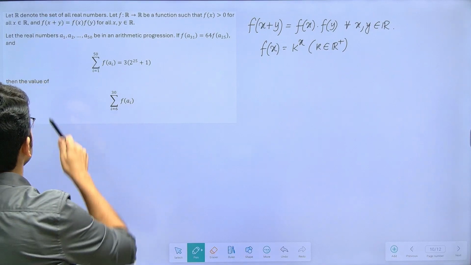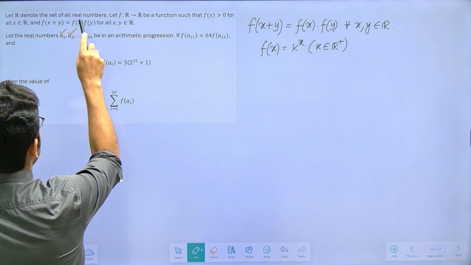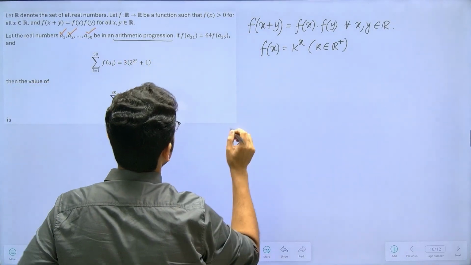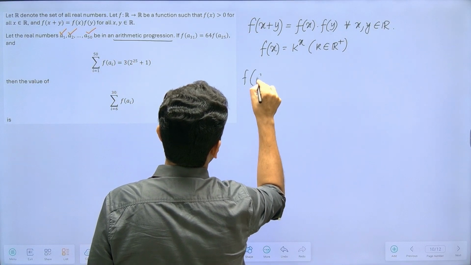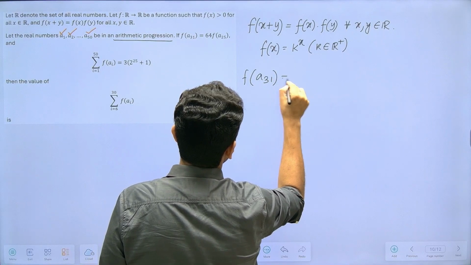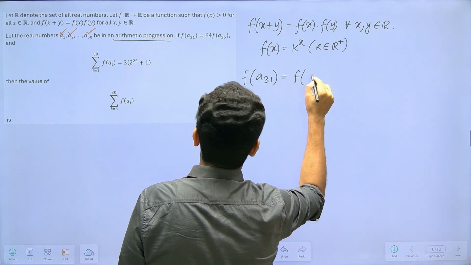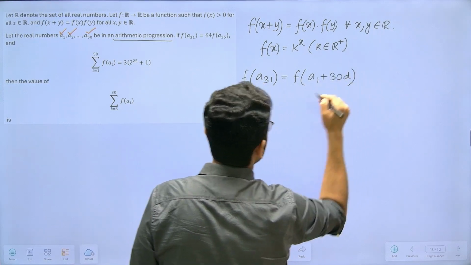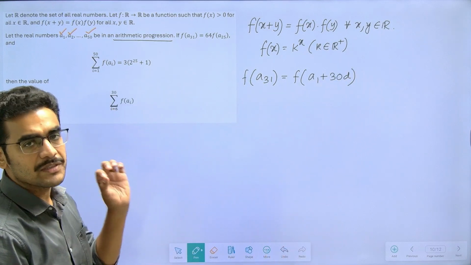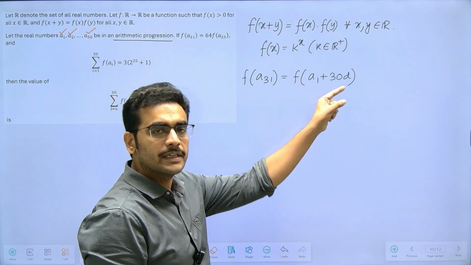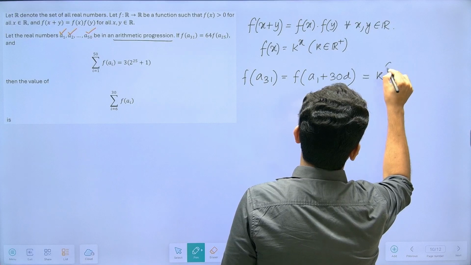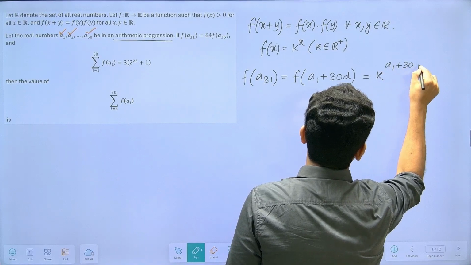Now if we come to the next one, that is, let the real numbers a1, a2 up to a50 be in arithmetic progression and f of a31. So what is f of a31? The 31st term of an AP will be a1 plus 30d. We know from the AP concept that the 31st term of a series is first term plus 30 into d, where d is the common difference. So that will be equal to k to the power a1 plus 30d.